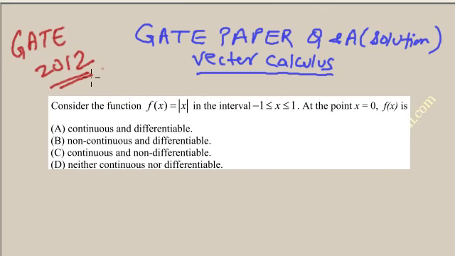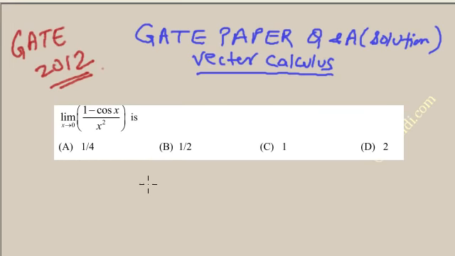This is another question for GATE 2012. If you plot this function, you will get a function like this. So definitely this is continuous, but at this point it is not differentiable. So it is continuous and non-differentiable at the point x equal to 0. So C is correct.